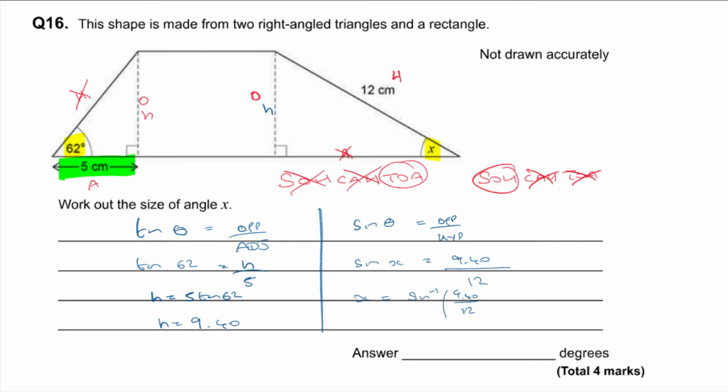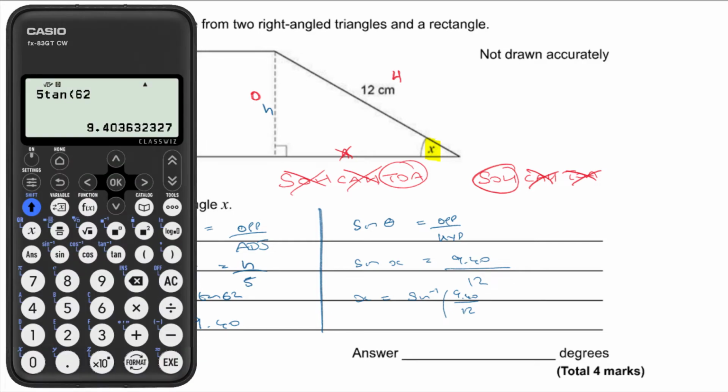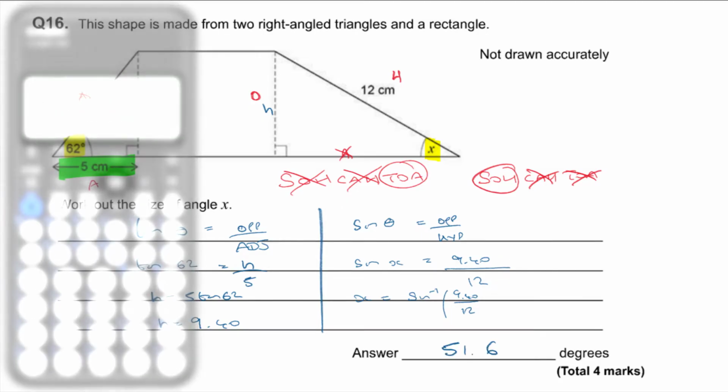So on my calculator, I'm going to press shift sine. So make sure I've got sine to the -1 on the display. Then the answer over 12. Okay. Brackets seem to be optional, but sometimes they matter. And that comes out to be 51.5. Now I'm going to round it off to 51.6. So that is 51.6 degrees.